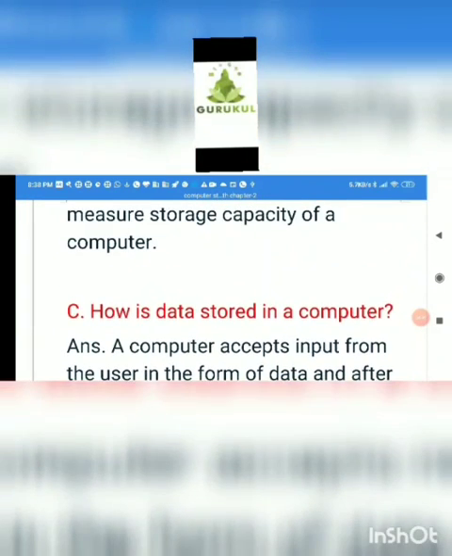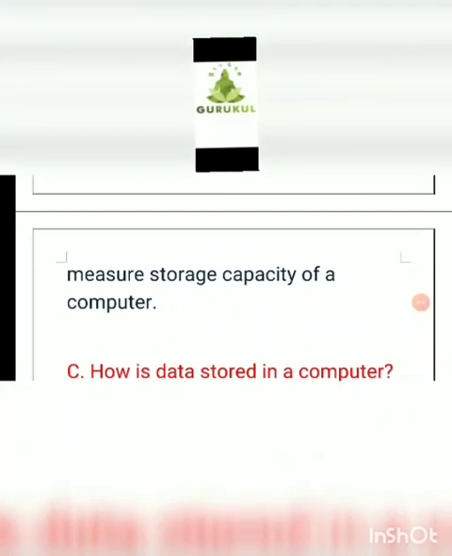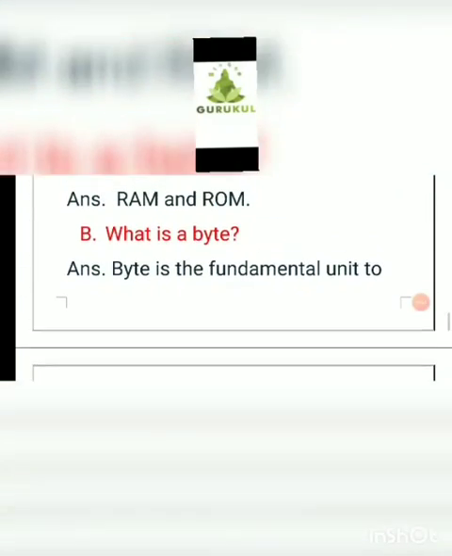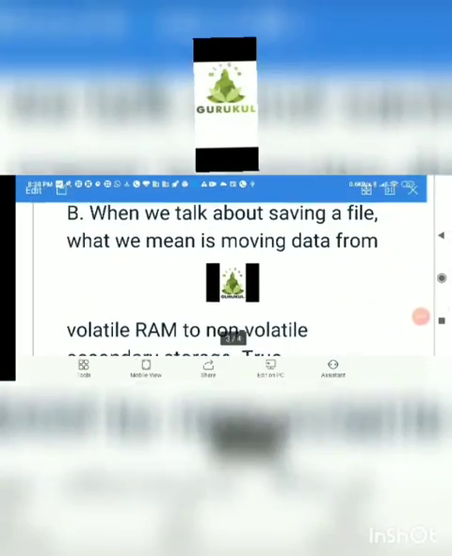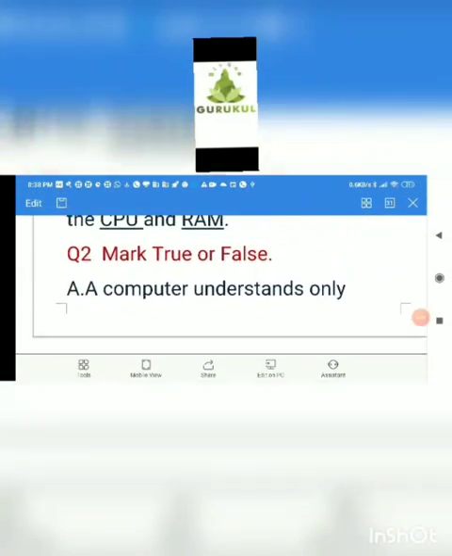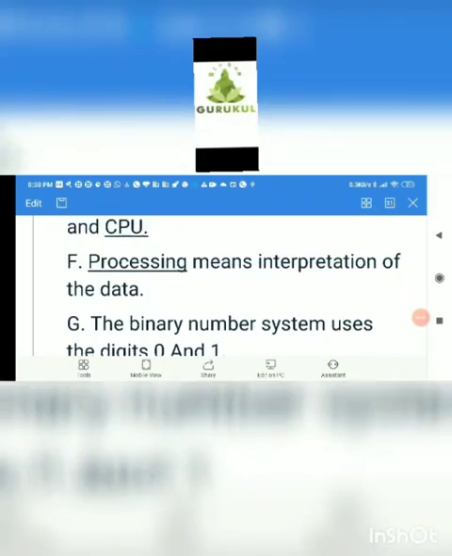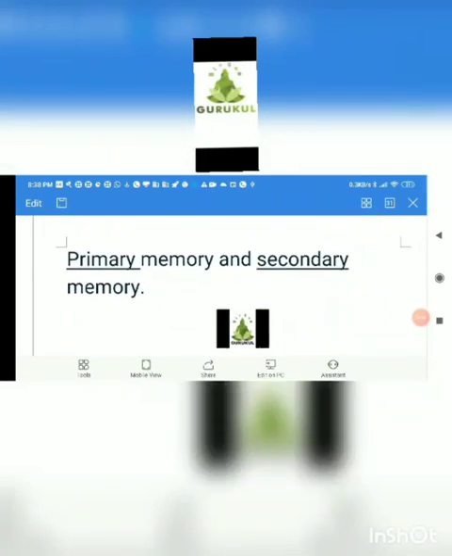Kids, all the brief question and answers we have covered in this video. So what you have to do, you need to copy down all the brief question and answers and true or false with all the fill-ups in the computer notebook.